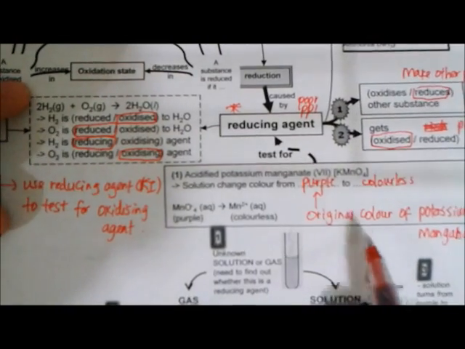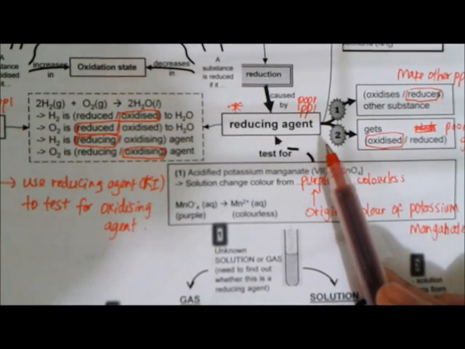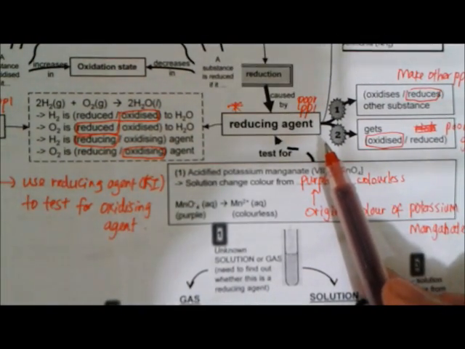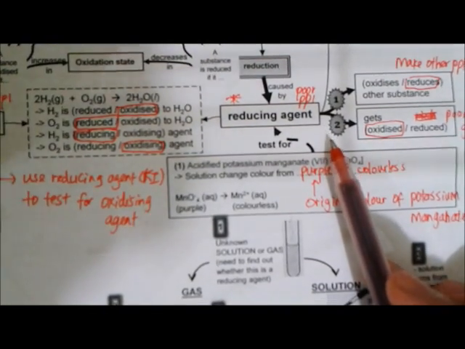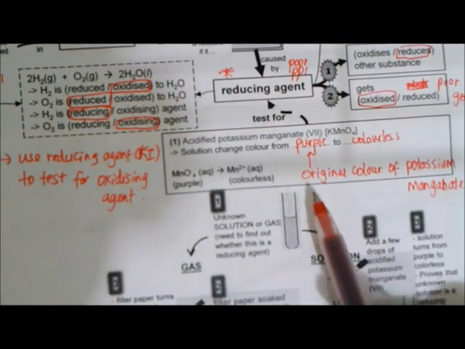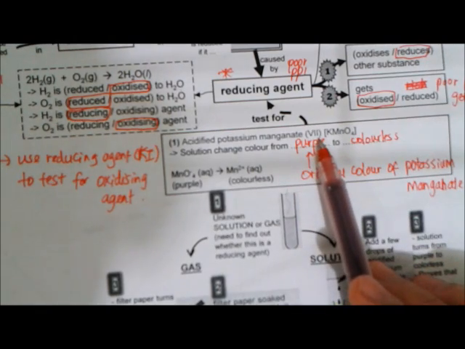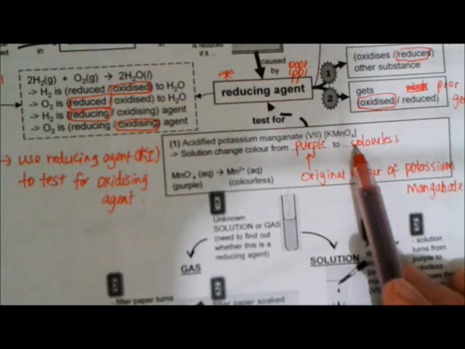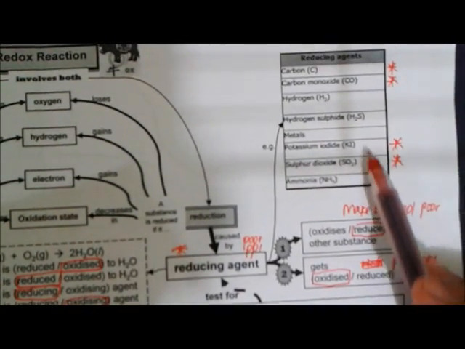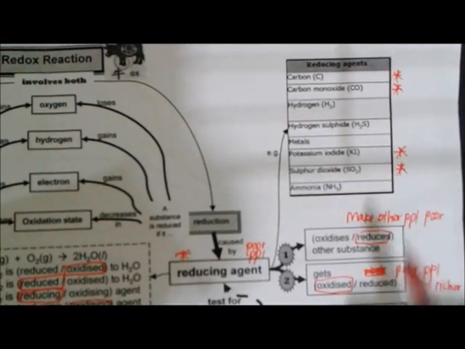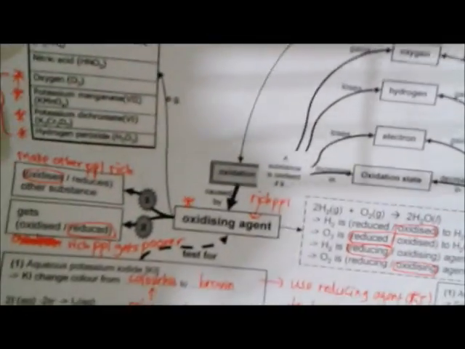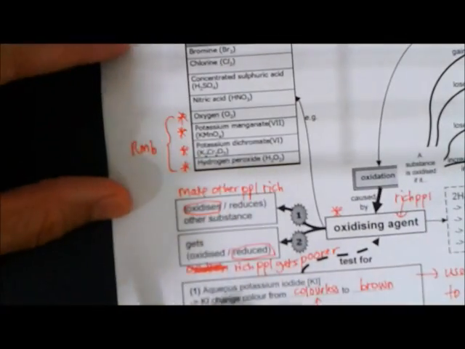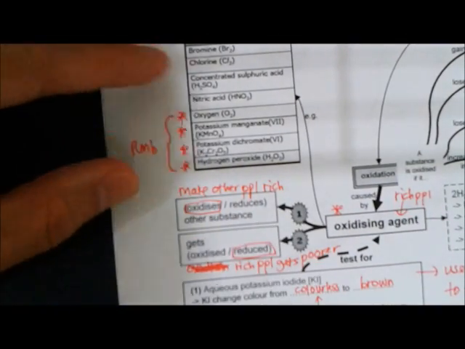And likewise for reducing agent, in order to test whether a substance is a reducing agent, you need to use an oxidizing agent. In this case, it's acidified potassium manganate(VII). And when there is a color change, then the substance that you are testing is a reducing agent. Some of the common reducing agents are listed here, those with an asterisk next to them. And likewise for oxidizing agents, these are the common oxidizing agents.